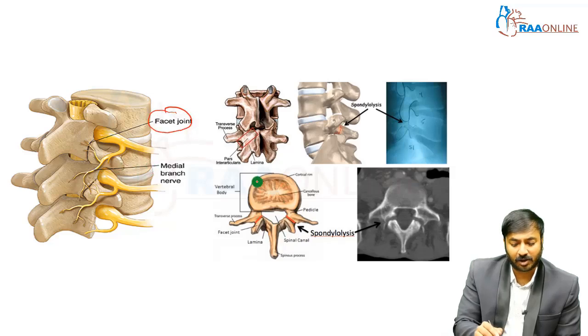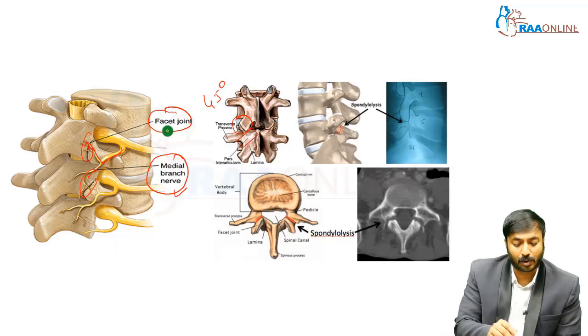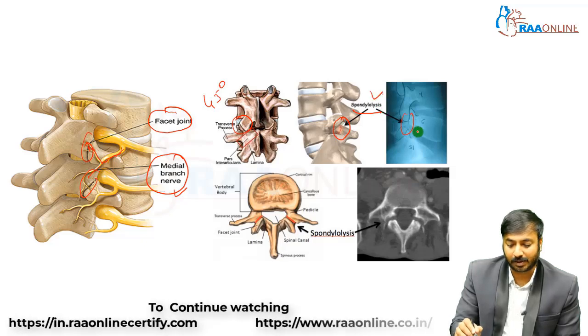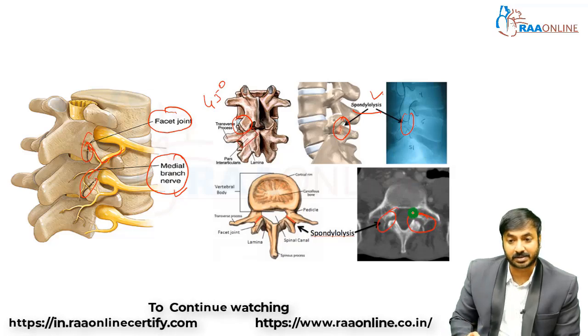The facet forms a 45-degree angle with the spinous process. That's the normal alignment of the facet joint, and it is supplied by a medial branch nerve which comes directly from the exiting root and supplies the cephalad as well as the caudal facet joints. So whenever a patient presents with facet joint arthritis, you can block these nerves and reduce their symptoms. Now here you can see a spondylolysis, that is just the break, but there is no listhesis, and the same break can be demonstrated by CT scan in the axial sections as well as in the sagittal section.